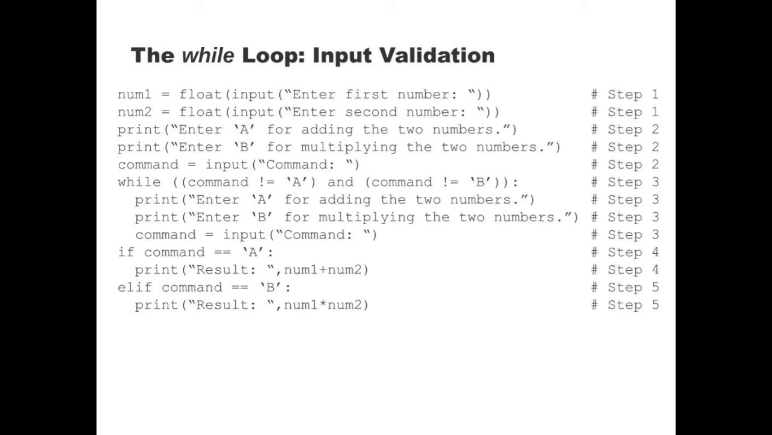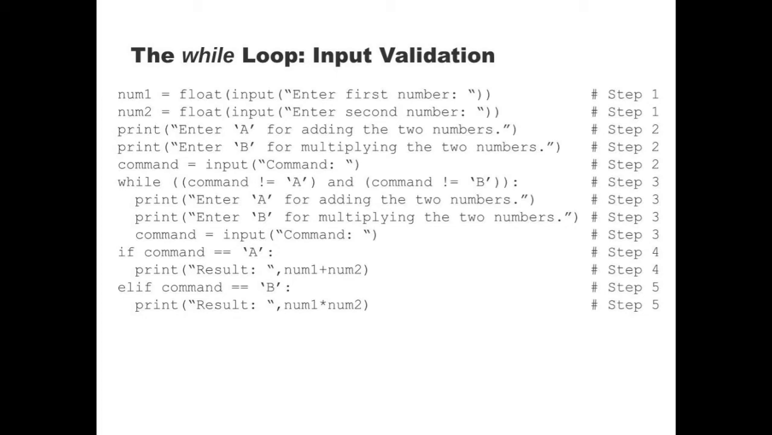In step 2, we ask the user to input a command. So basically in line 3 and line 4, we print out the instruction: Enter A for adding the 2 numbers and B for multiplying the 2 numbers. And then in line 5, we ask for the command, and then we assign the input command by the user to the variable command. So in step 3 of the pseudocode, there is a while loop.